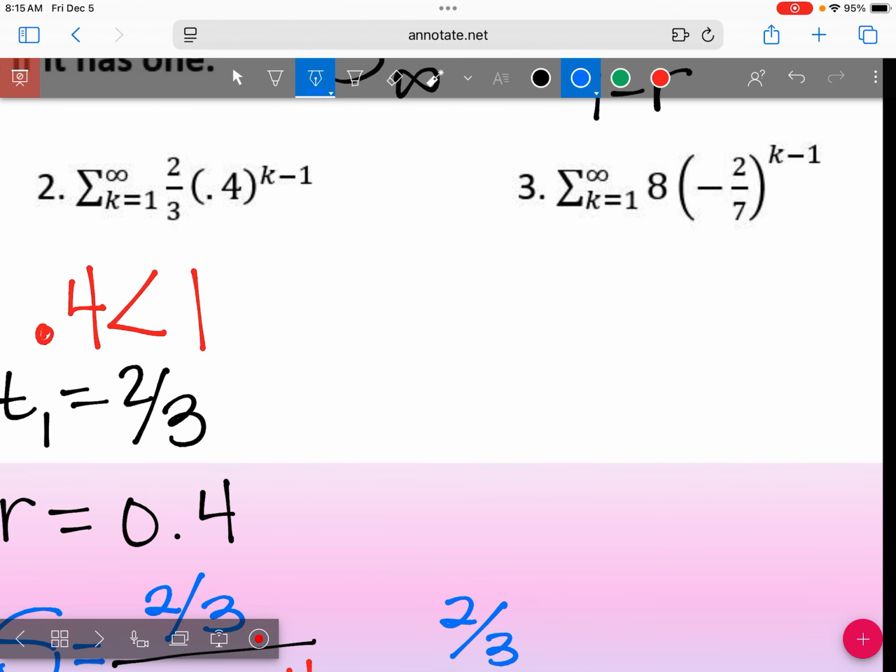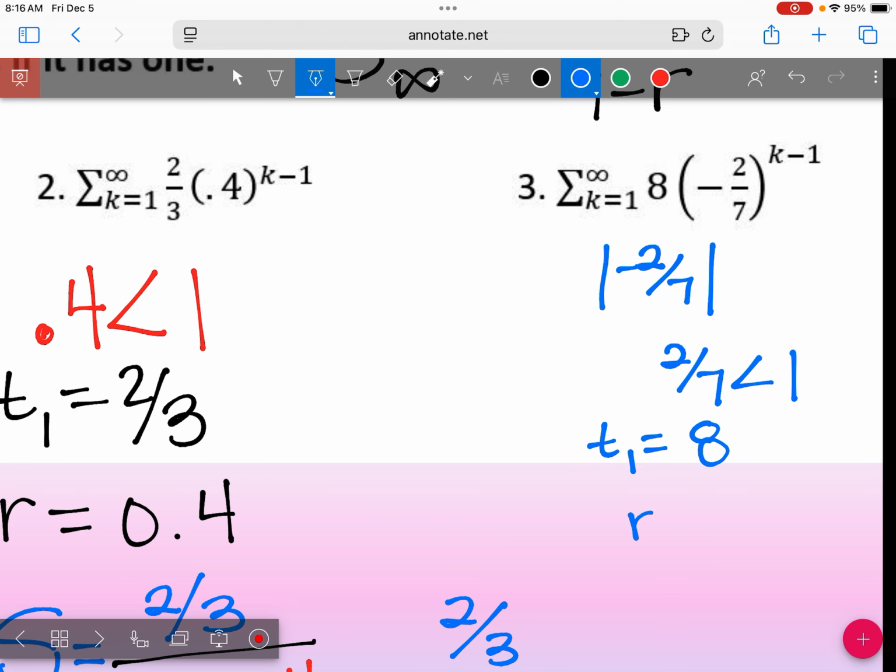All right, do we have a sum? Who says yes? Who says no? We do. Because we're looking at the absolute value of my common ratio, which is just 2/7. 2 over 7 is less than 1, so we do have a sum.